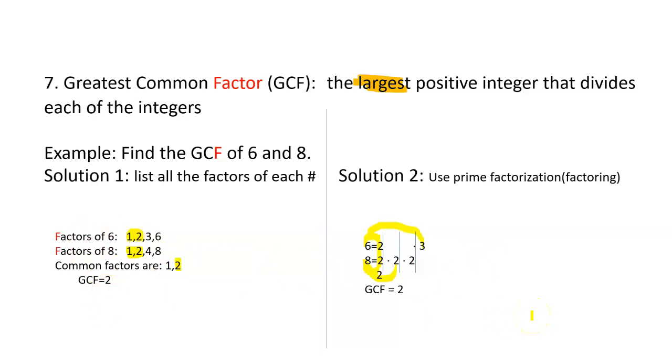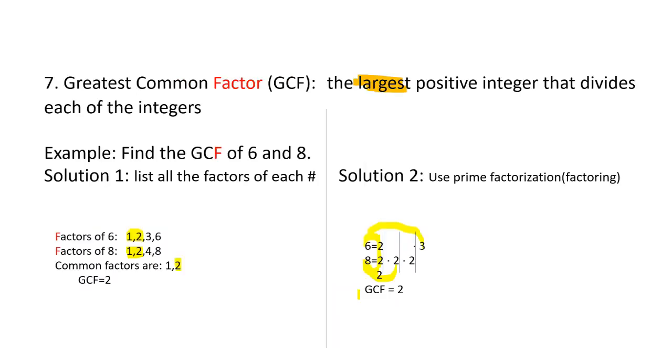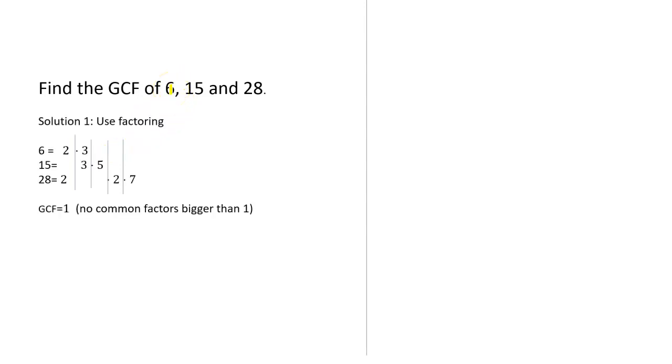Now, for smaller numbers, these two methods probably don't make a huge difference. But if we have big numbers, again, the second solution will be quicker because you don't have to make a long list. Now, let's look at the greatest common factor of 3 numbers. So we're still gonna try to do this. This time, I'm gonna do the solution with prime factorization. So we're gonna break down 6, break down 15, and break down 28.